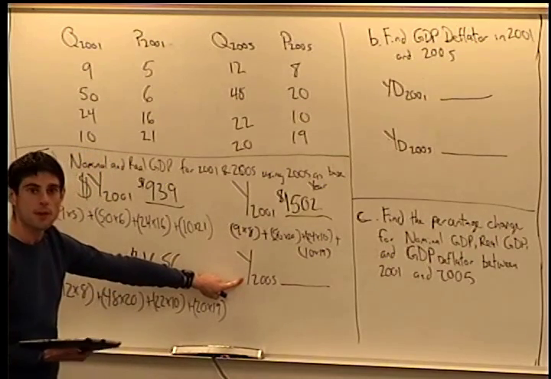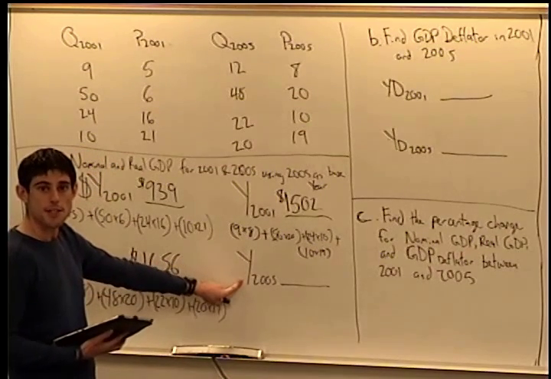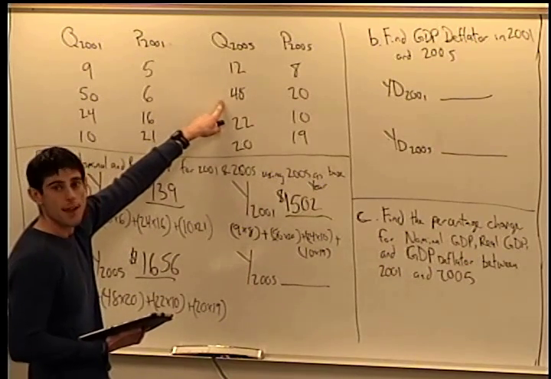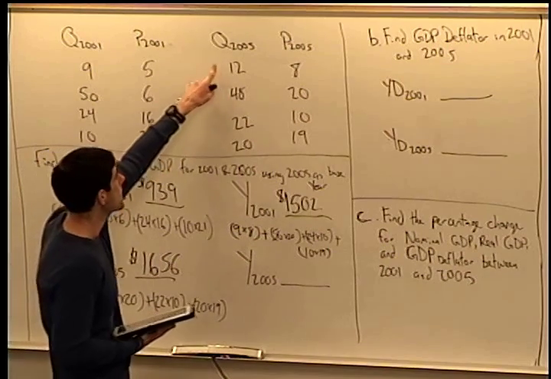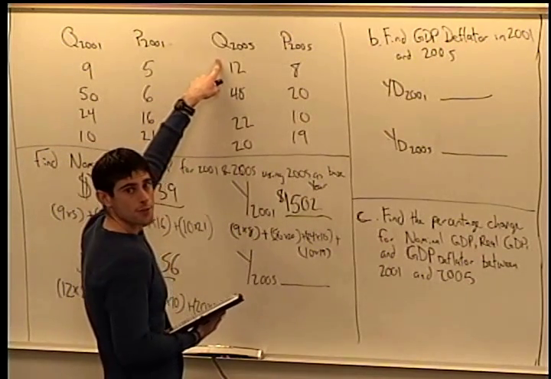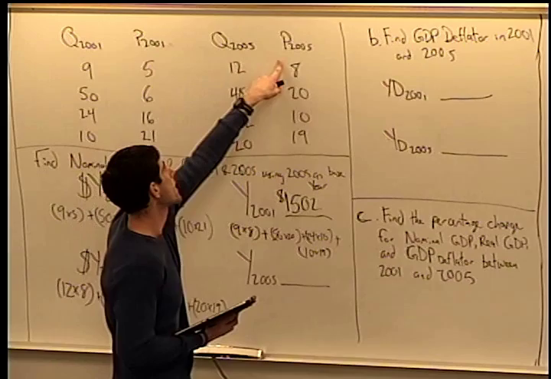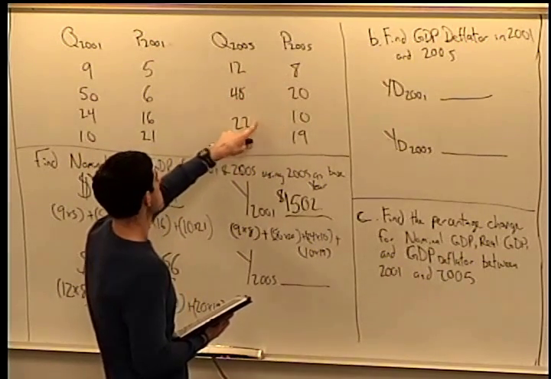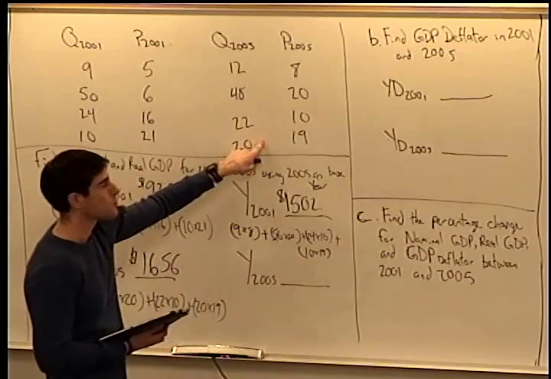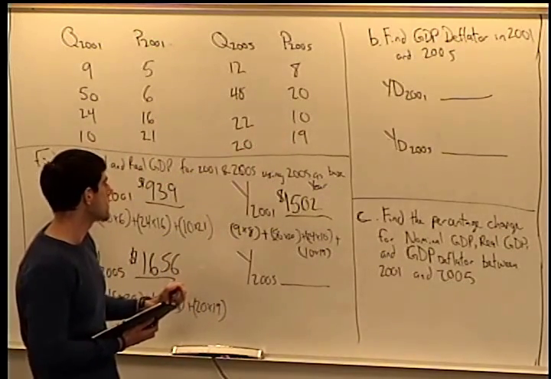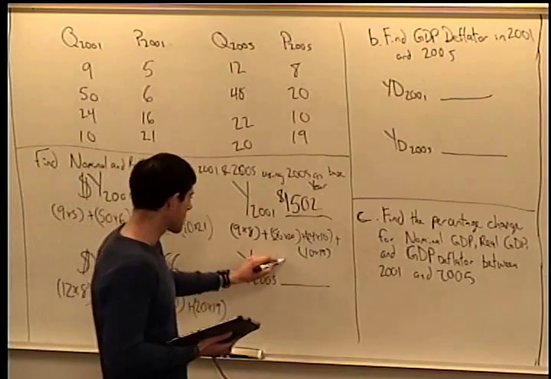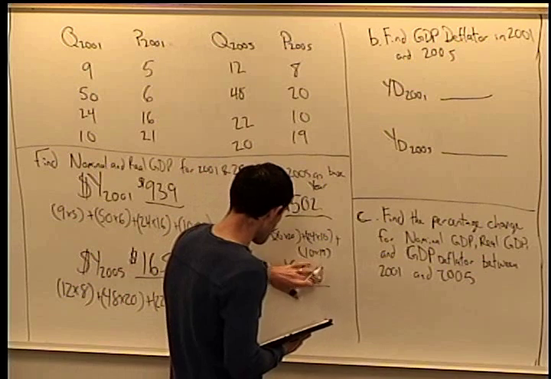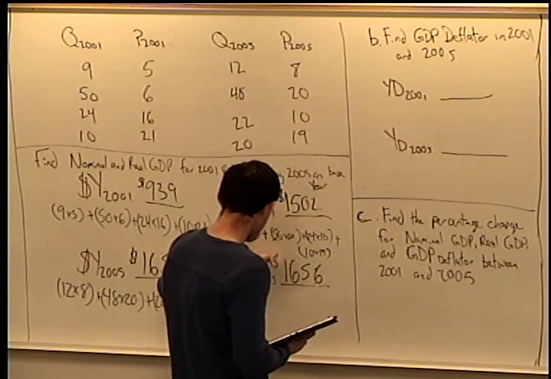For real GDP in 2005, we take prices in the base year, so prices in 2005 times quantities in that year, 2005. So we take quantities in 2005 times prices in the base year, which is 2005. So you take 12 times 8 plus 48 times 20 plus 22 times 10 plus 20 times 19. And if we do that, we should come up with $1,656 worth of stuff.